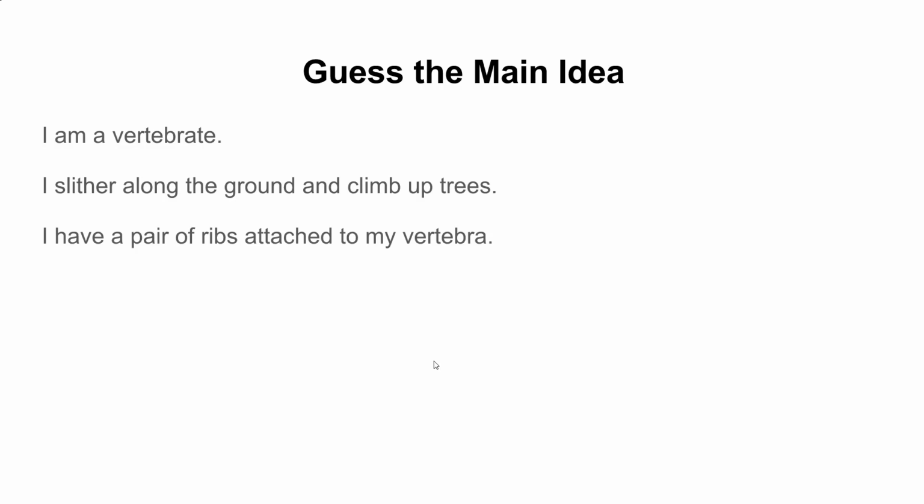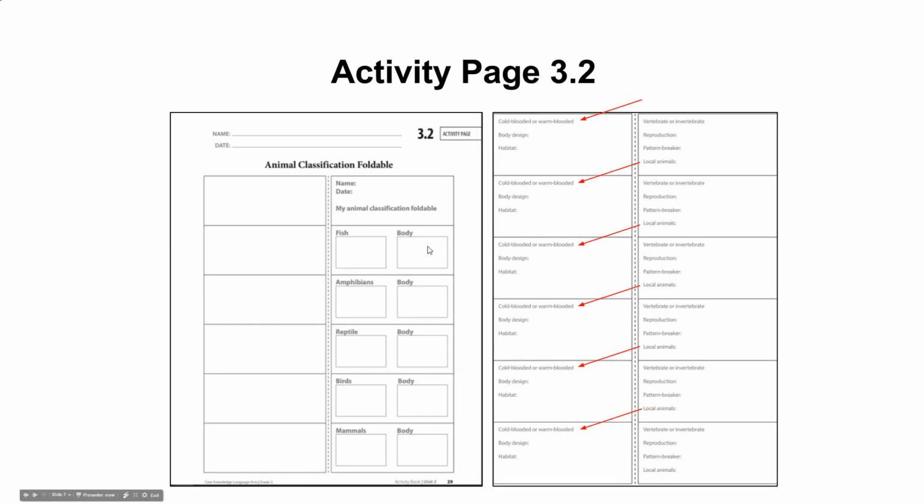Okay, now I want you to listen to the read aloud and determine the main ideas in the read aloud. And you'll also need to take out this activity page from your green folder. Notice these red arrows here. You're going to be filling in as you listen whether an animal group is cold-blooded or warm-blooded. And we'll talk more about what that means during our read aloud.